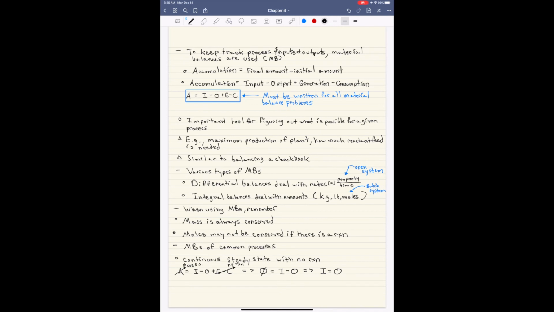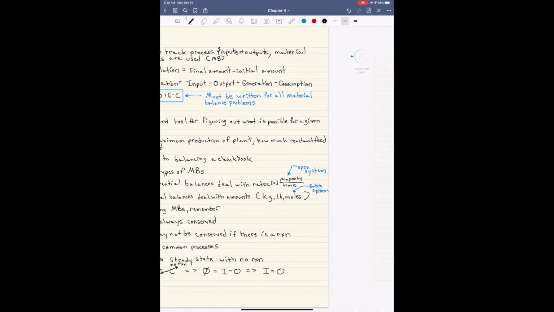All right? We did a continuous steady state system with no reaction. Let's now think about sort of the opposite of that. A batch process in which there is a reaction going on.